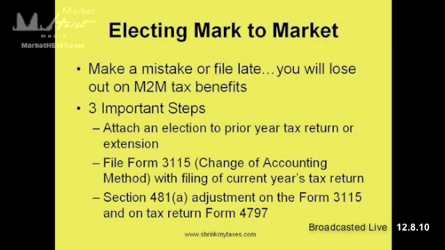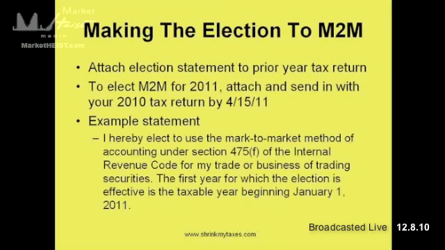You then file Form 3115, which is change of accounting method. This gets filed later. This is actually filed on next year's tax return for 2011, so it would get filed in 2012 if you're following my timeline here. Then you make a Section 481 adjustment on the Form 3115 and on the tax form 4797. I know it sounds complicated, but I think it sounds a lot more complicated than it truly is.